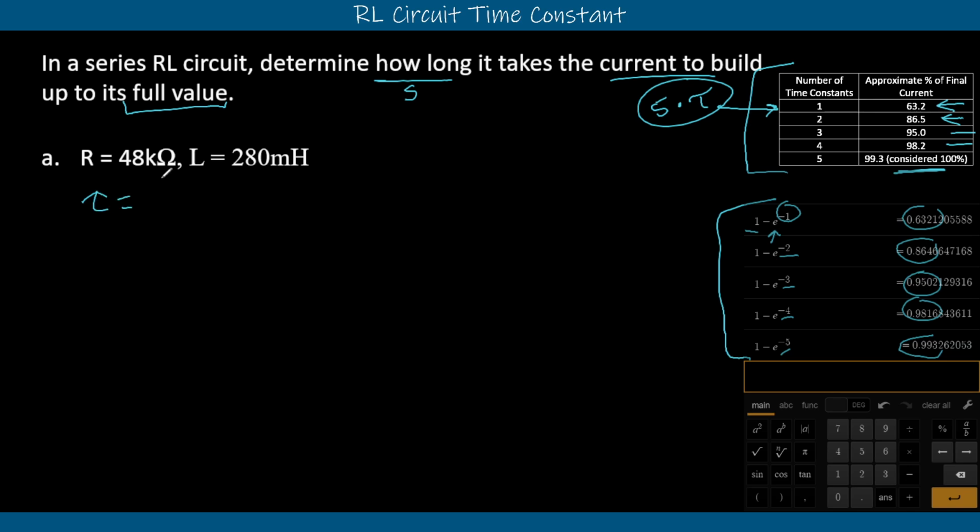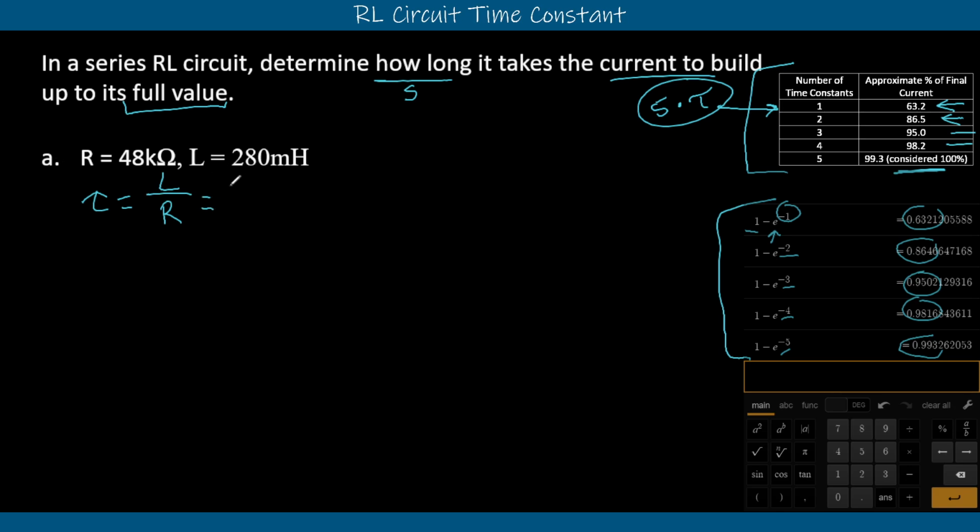We'll say that our tau is equal to our inductor divided by our resistor. That means that if we want to change our time constant, we need to change our inductor or our resistor. That's going to change the speed at which our inductor charges to its total current. Our resistor is going to slow it down for us.